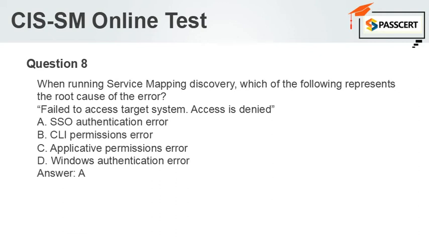Question 8. When running service mapping discovery, which of the following represents the root cause of the error? Failed to access target system. Access is denied. A. SSO authentication error. B. CLI permissions error. C. Applicative permissions error. D. Windows authentication error. Answer: A.